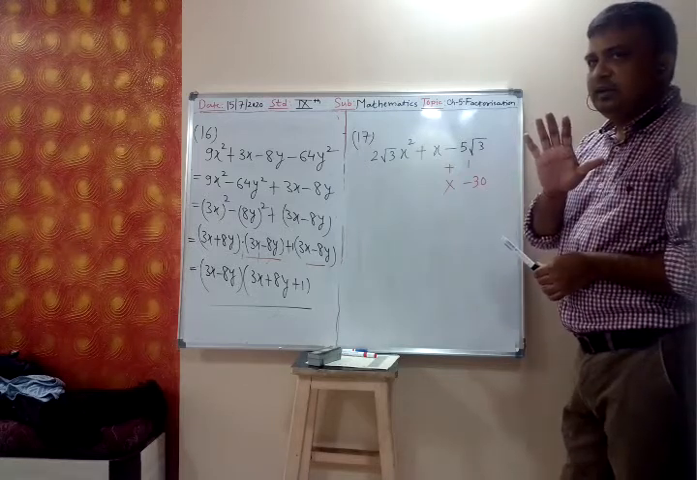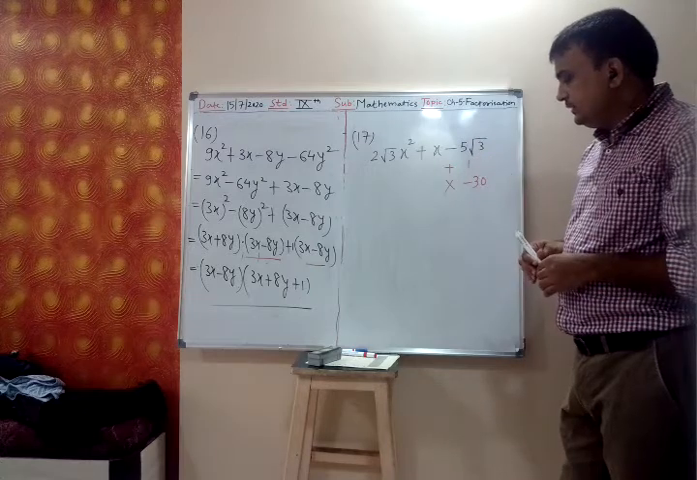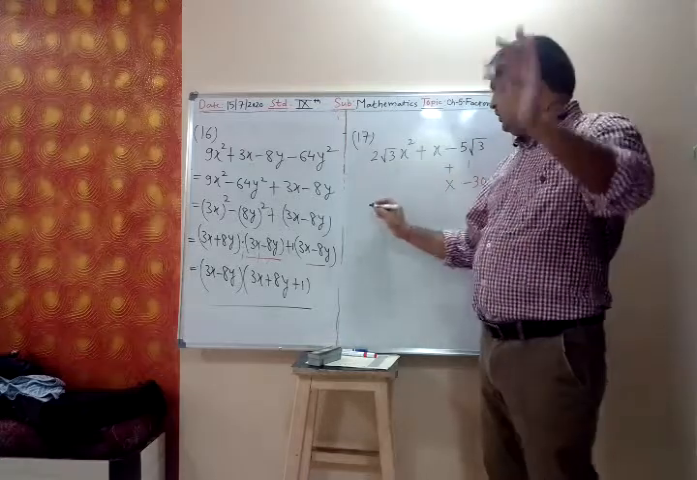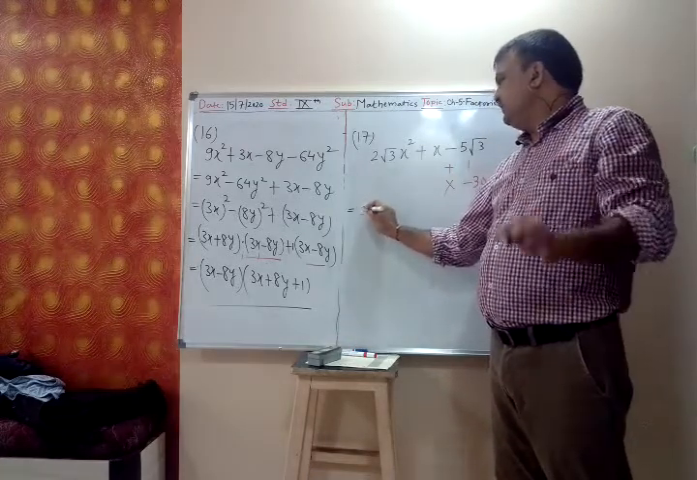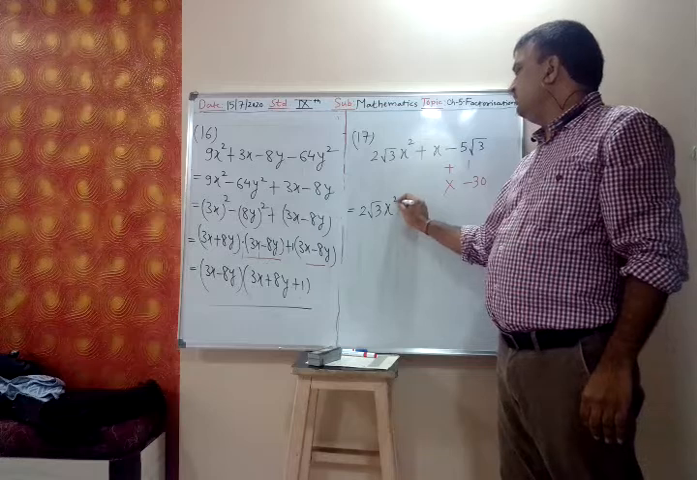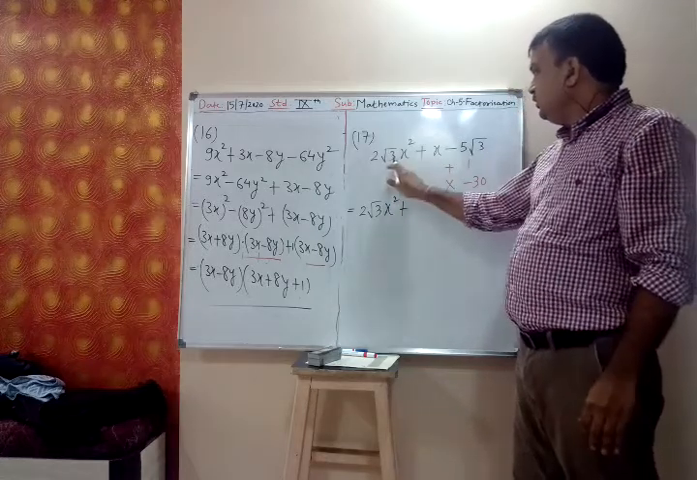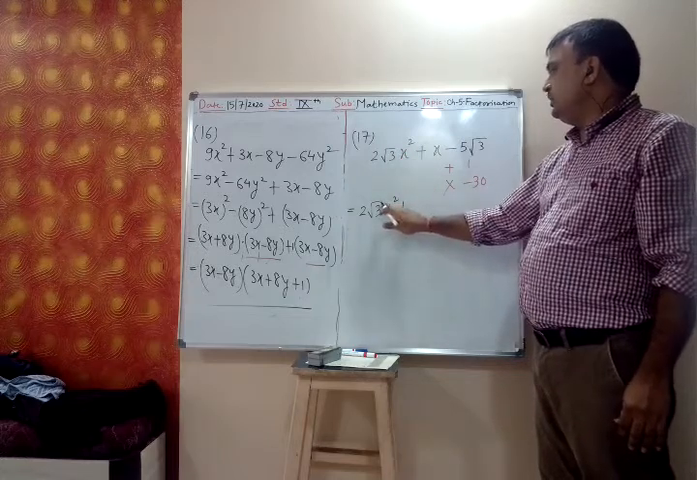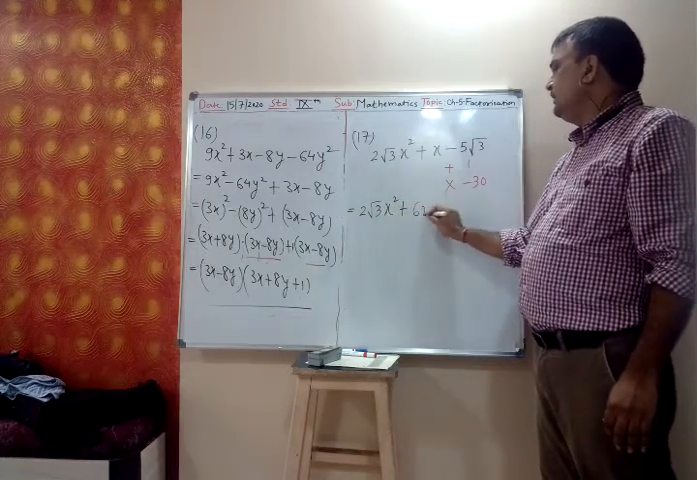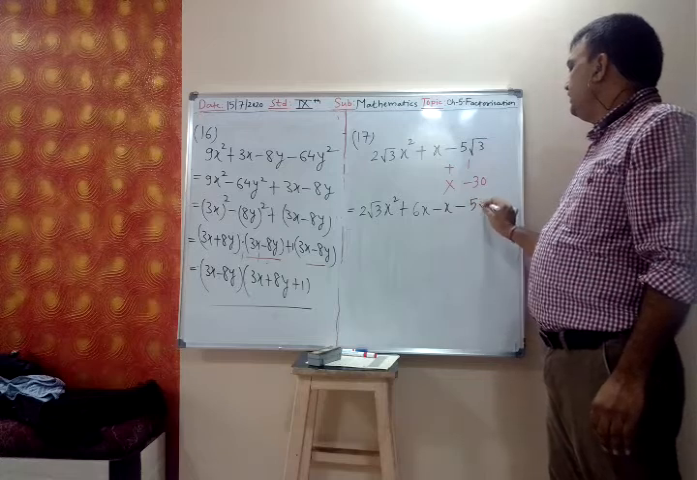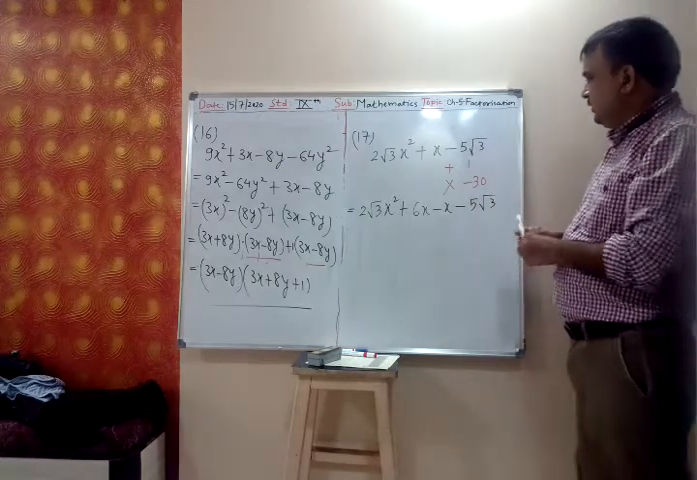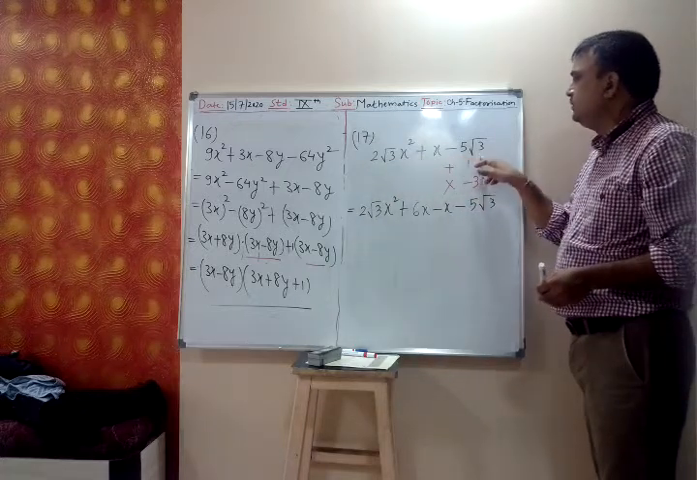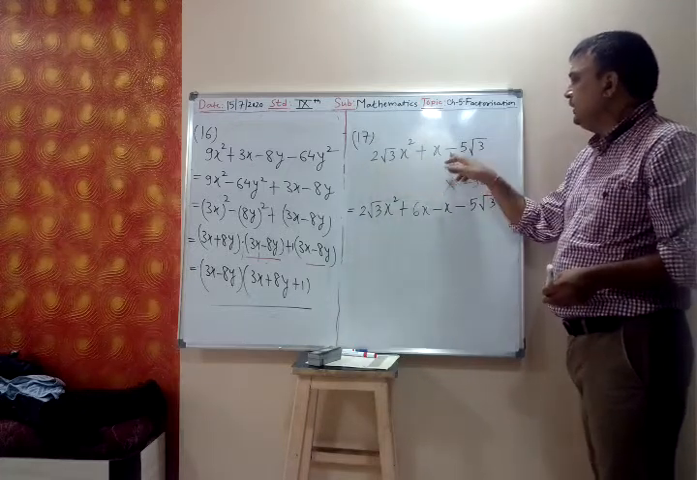So now what do you tell me, whether I should solve or should I give homework? Okay. So 2 root 3 x square. No, root 3 is inside, x square is outside. Only we have 2 root 3 x square plus 6x minus x minus 5 root 3. Because multiplication, it is 2 root 3 into minus 5 root 3.